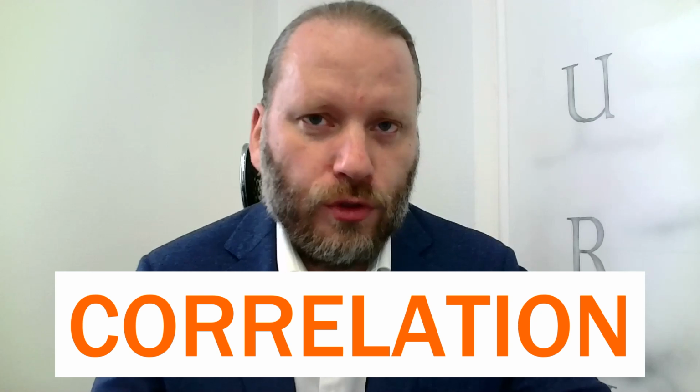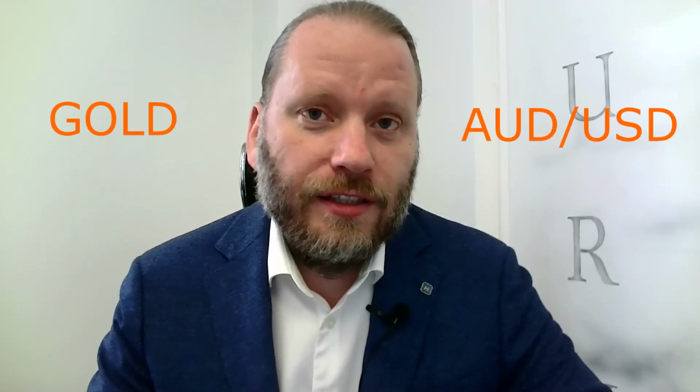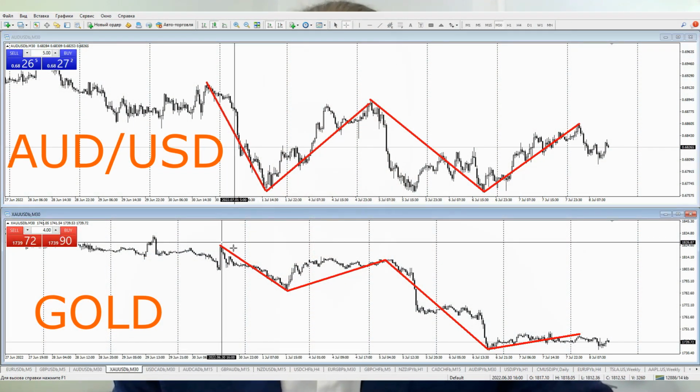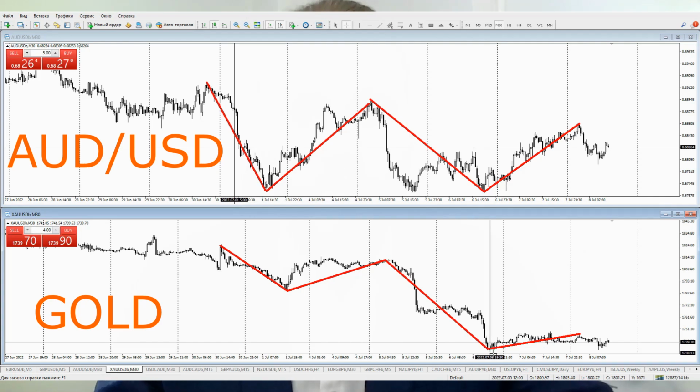What is correlation and how to make money on it? Correlation is a relationship, i.e., when one currency goes up, let's say, and another currency also goes up. Sometimes correlation is between currencies and some assets. For example, everyone knows the correlation between gold and the Australian dollar, because Australia is one of the leaders in gold mining. If you open the Australian dollar and gold, you will see that there is some correlation between them.